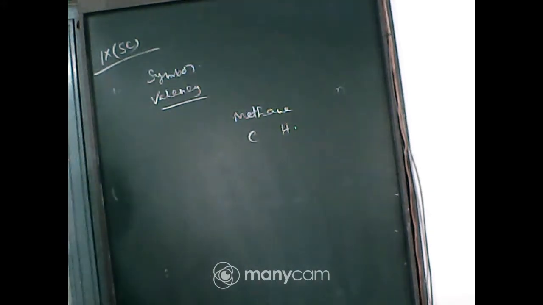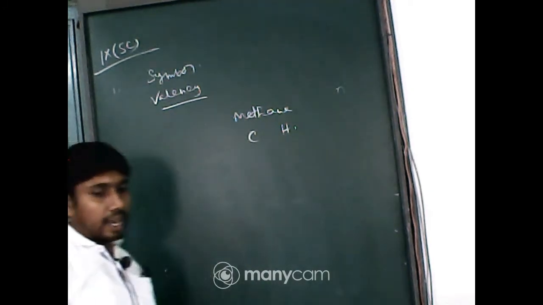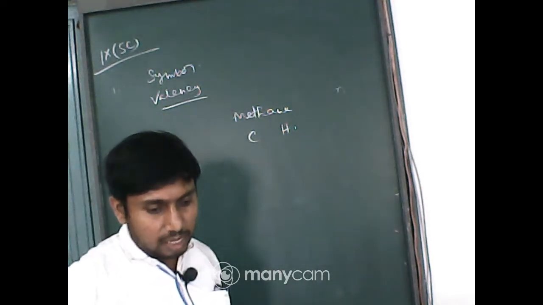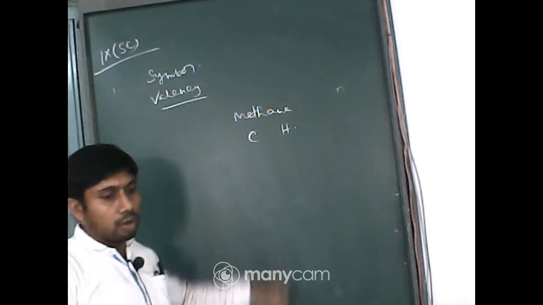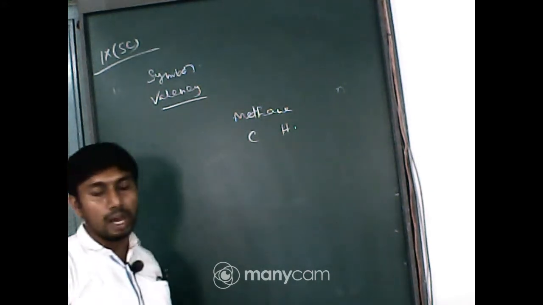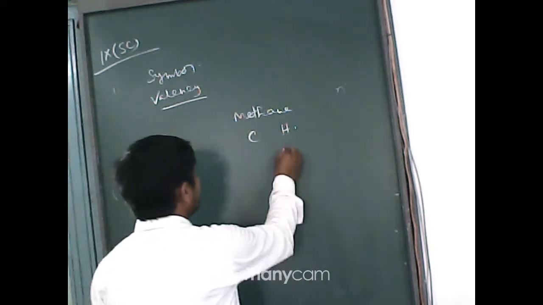Okay. Now, they will add according to their valency. Yes, this is hydrocarbon, and they will add according to their valency to make a stable formula. Now, the formula is CH4.